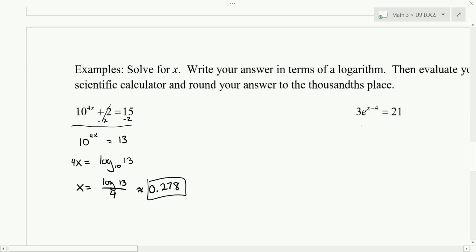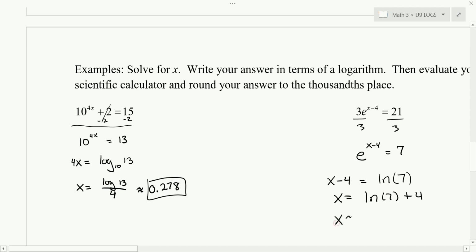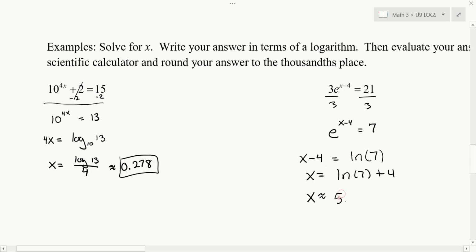So on the next one, what would you do first? You got to divide by 3 first. You get e to the power of x minus 4 is equal to 7. Change it to exponential form, and you get x minus 4 is equal to what? Log base e of 7, which is the natural log of 7. And so x is going to be the natural log of 7 plus 4. And you type that in your calculator, you got an answer. So rounded to the thousandths place, we get 5.946.